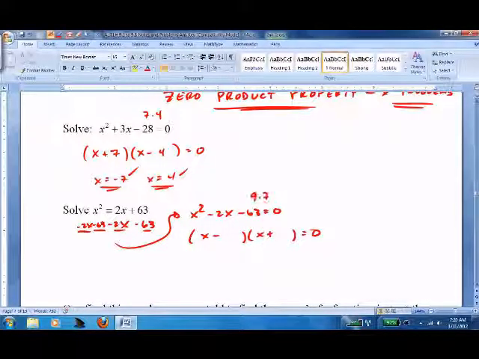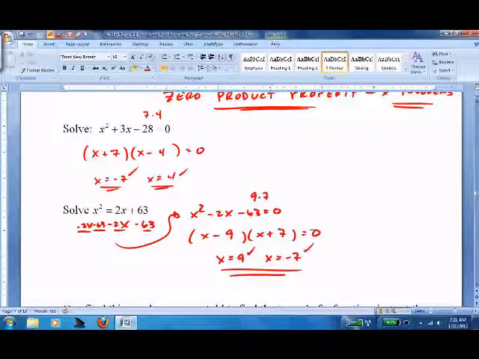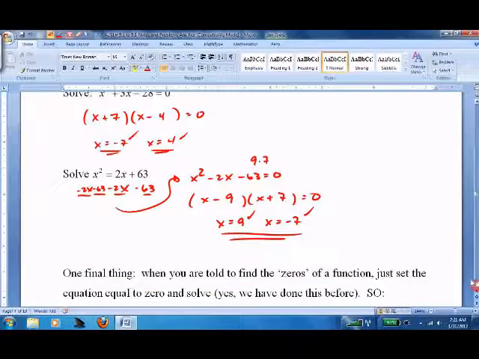Guessing 9 times 7. Put them all back in here. 18 plus 63. 81. 9 squared, 81. Nice. 7 squared is 49. 63 minus 14, 49. They both work. There's just one last thing, because this is actually what we're doing.